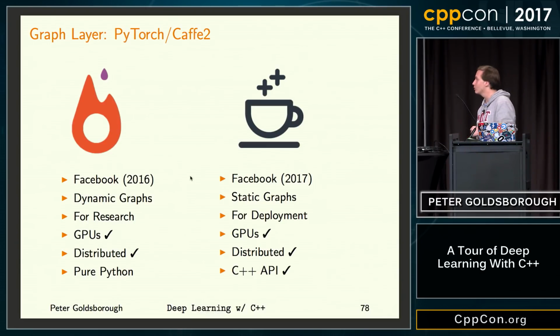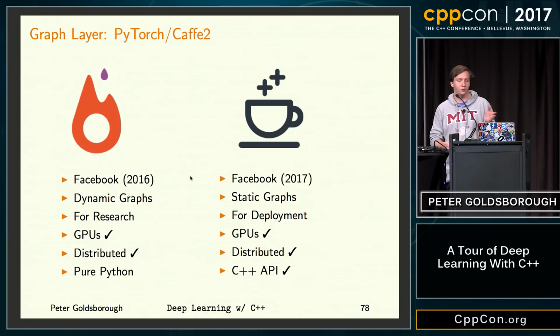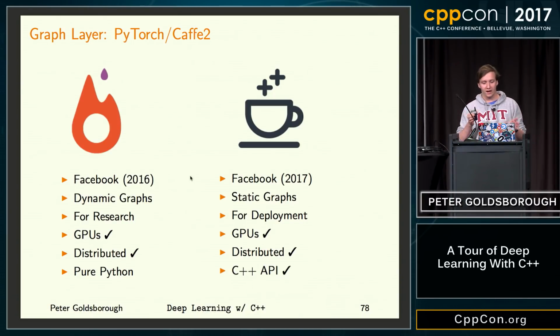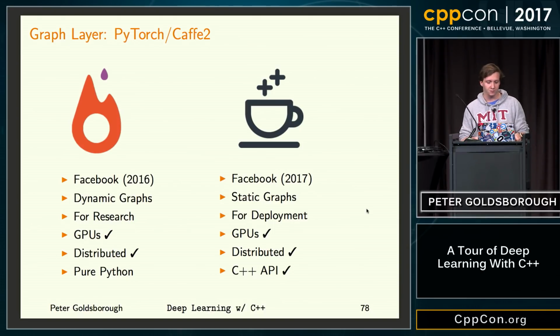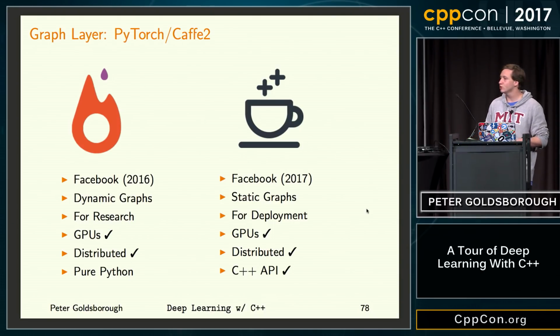The other two I want to talk about are PyTorch and Caffe, and I put them on the same slide because they're kind of complementary. They're both developed by Facebook. And Facebook took a bit of a different approach. They actually split the responsibilities between research and deployment.